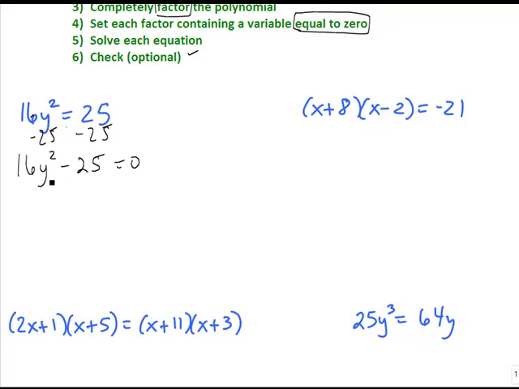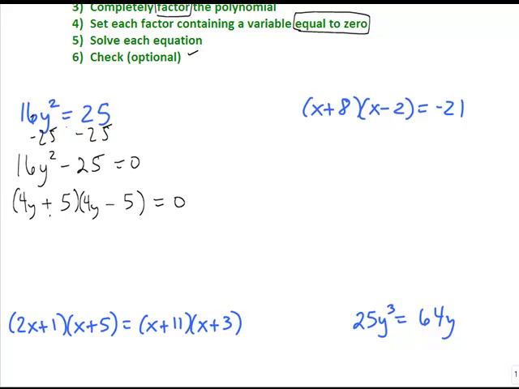This expression on the left side has no GCF. We have two terms, and both of them are perfect squares, 16 and 25, and we have a difference in between. So this is a difference of squares pattern. So to factor this, I'm going to set up my two sets of parentheses. Square root of 16y squared would be 4y and 4y. Square root of 25 would be 5 and 5. One's plus and one's minus.